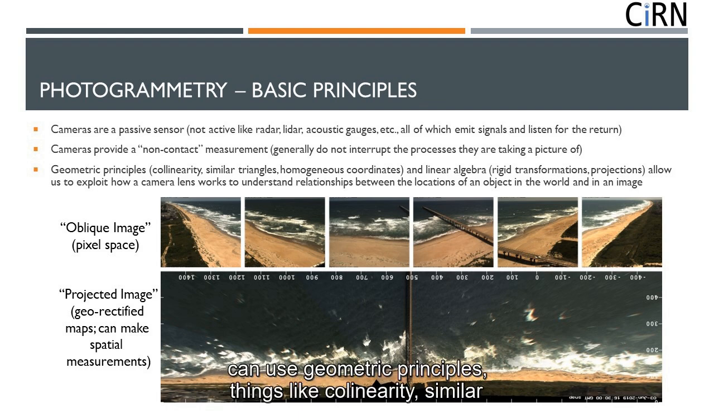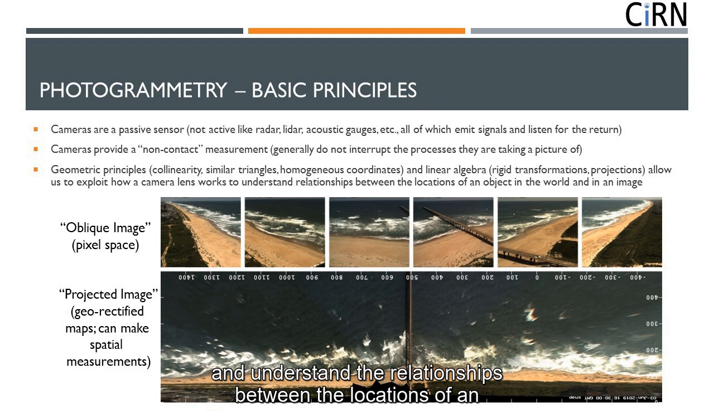And then we can use geometric principles, things like collinearity, similar triangles, homogeneous coordinates. I will define all of those soon, and linear algebra. So this concept of a rigid transformation and a projection allows us to exploit how a camera lens receives that light and understand the relationships between the locations of an object in the world and in an image.